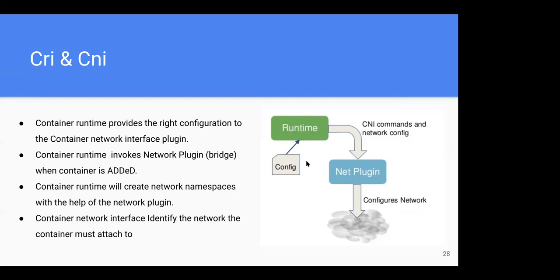So, as you see in the picture, guys, the Container Runtime provides the right configuration to the Container Network Interface plugin with this configuration file. So we have the green box, which is the Container Runtime, and the blue box, which is the network plugin. The Container Runtime invokes a network plugin like bridge when a container is added. Then the Container Runtime will create network namespaces with the help of this network plugin. I mean that Container Network Interface identifies the network that the container must attach to.